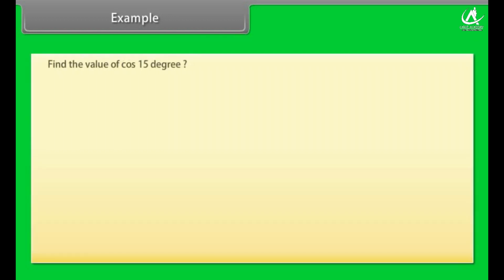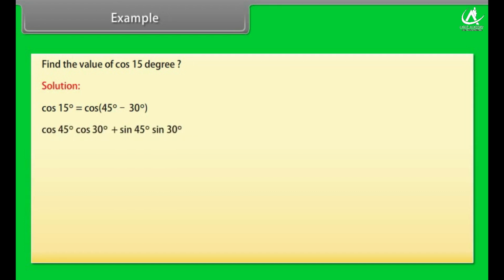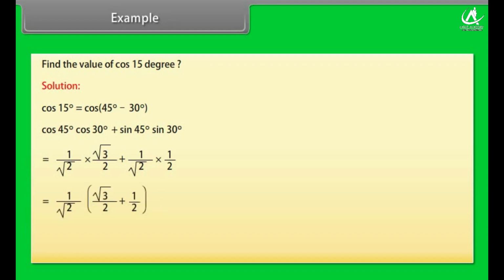Example: find the value of cos of 15 degrees. Solution: cos of 15 degrees is equal to cos of (45 degrees minus 30 degrees). That is equal to cos 45 degrees into cos 30 degrees plus sin 45 degrees into sin 30 degrees, which is equal to 1 by under root 2 into under root 3 by 2 plus 1 by under root 2 into 1 by 2, which is equal to 1 by 2 under root 2 into (under root 3 plus 1).